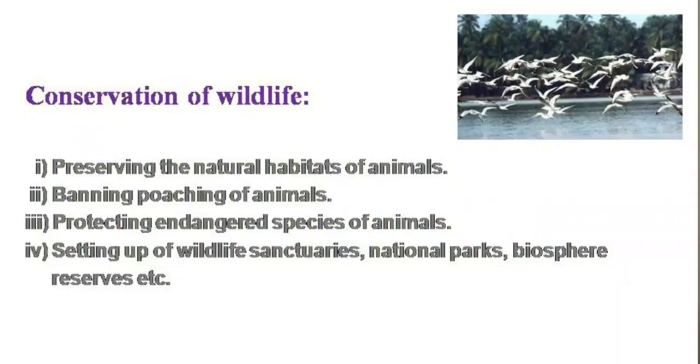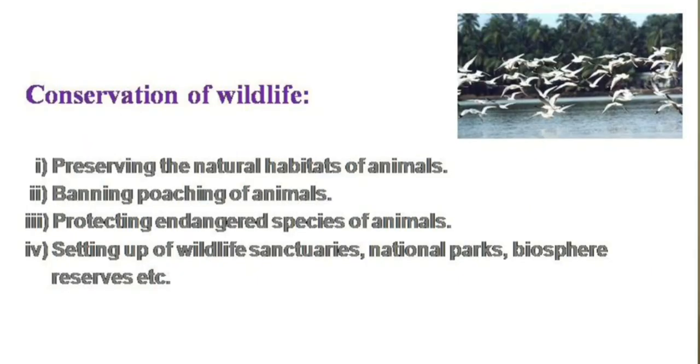Now, we are supposed to conserve wildlife. There are many activities of humans which actually threaten wildlife. Now, how do we conserve wildlife? By preserving the natural habitats of animals, banning poaching of animals. So what is this poaching? Poaching is the illegal hunting of animals in the forest.